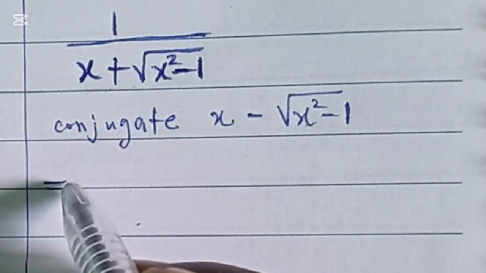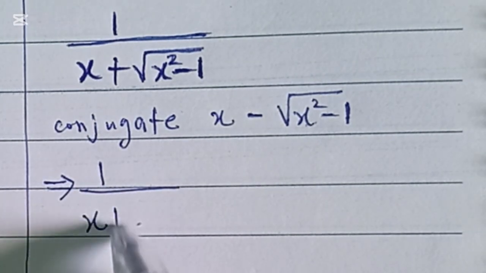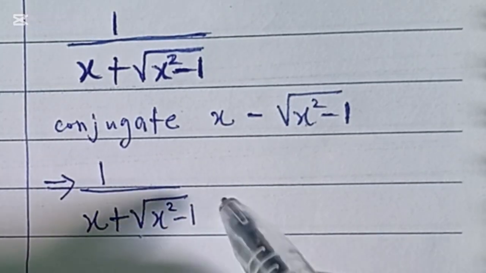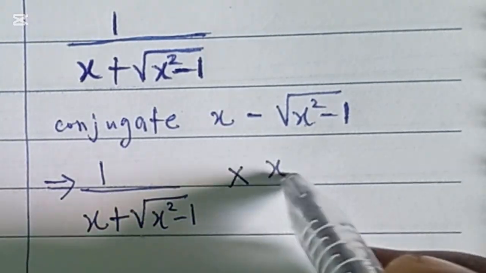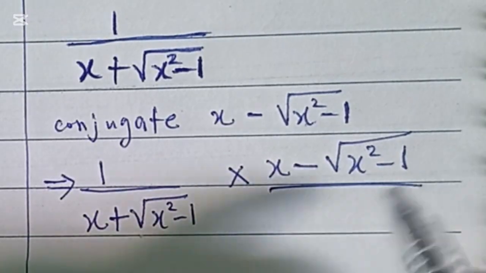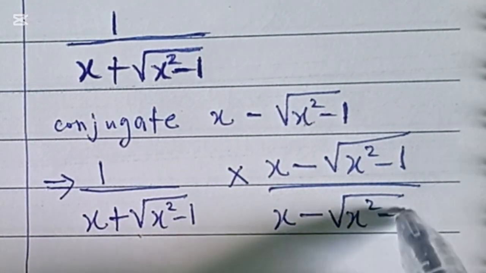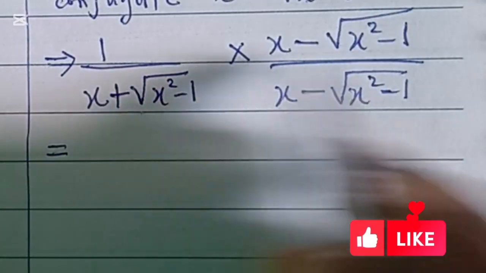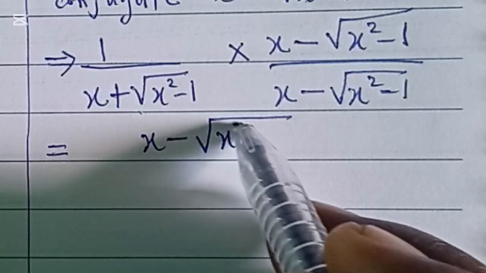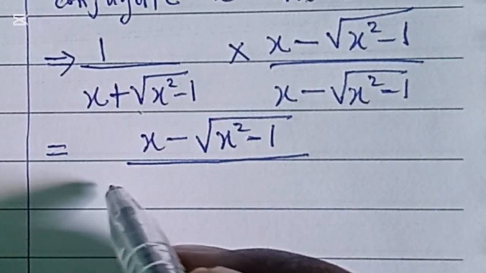So our original expression becomes 1 over x plus the square root of x squared minus 1. We are multiplying the top by x minus the square root of x squared minus 1 over, same thing, x minus the square root of x squared minus 1. So just from the top alone, when we multiply that, we get x minus the square root of x squared minus 1. From the bottom, we are going to be applying the difference of two squares.